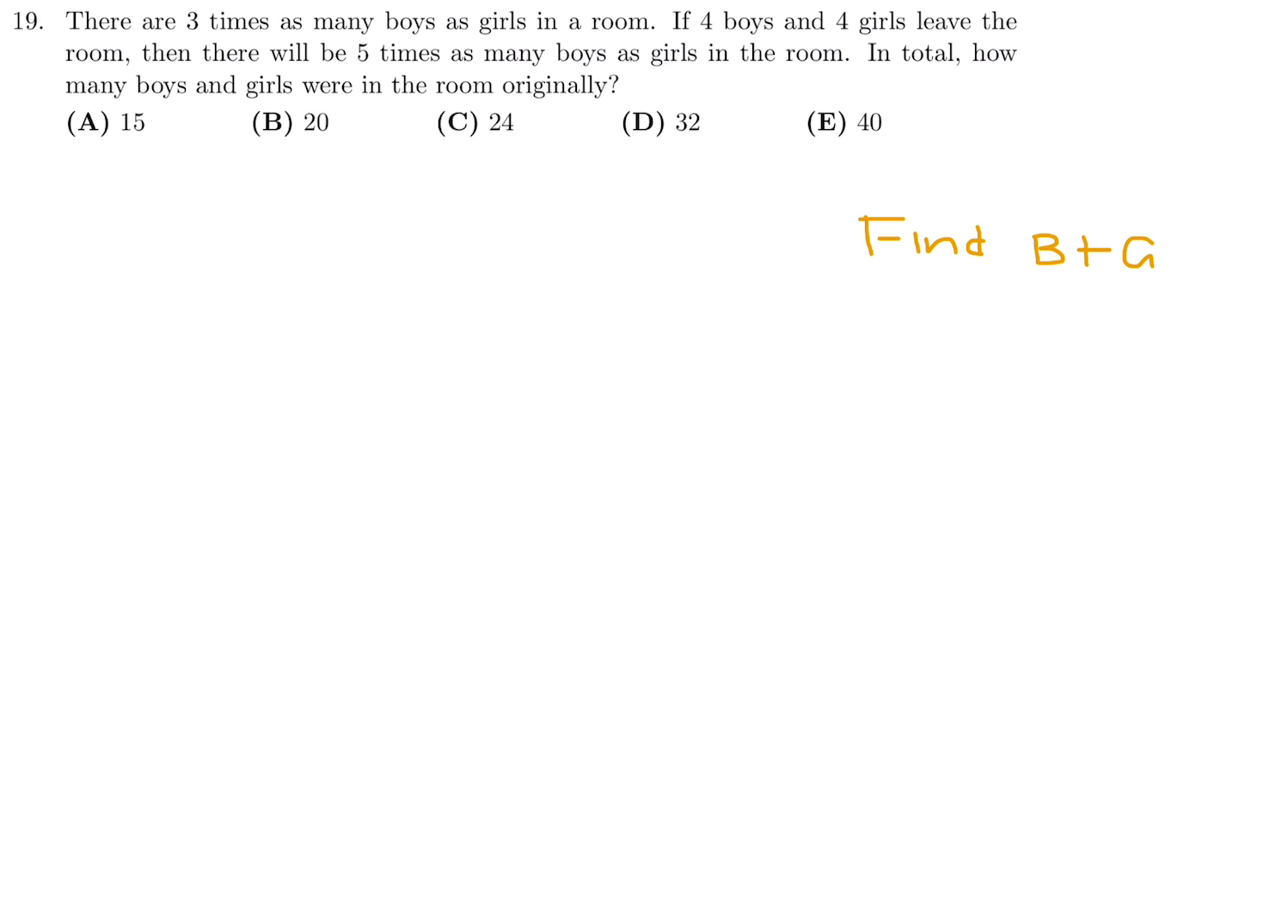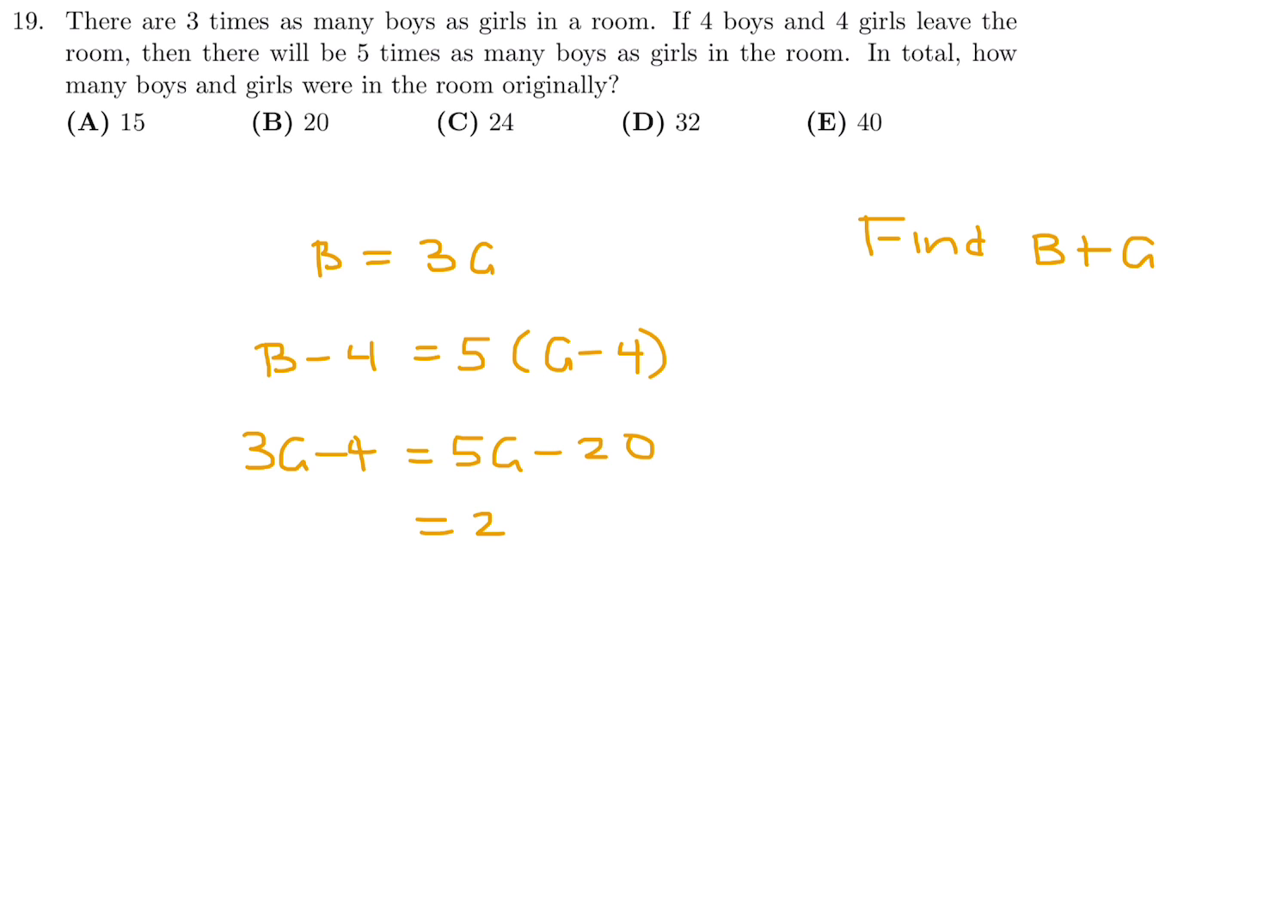Okay, so the first sentence tells me that B is equal to 3G. The next sentence tells me that B minus 4 is equal to 5 times G minus 4. Okay, so we've got 2 equations, 2 variables we can solve. Substitute this here, so I can write 3G minus 4 is equal to 5G minus 20. So 2G would be equal to 16, G is therefore 8. And B, therefore, would be 3G, which is 24. So B plus G is 24 plus 8, and that is 32. So number 19, the answer is D.